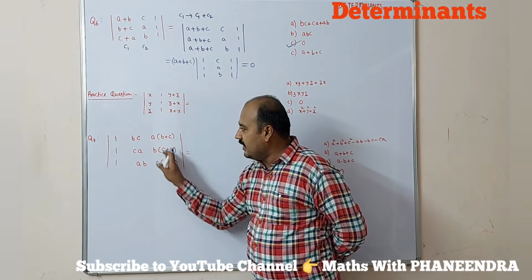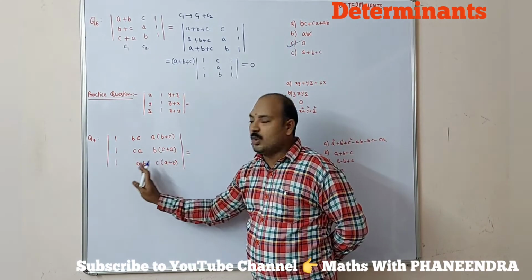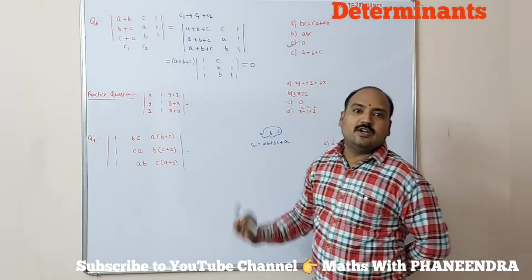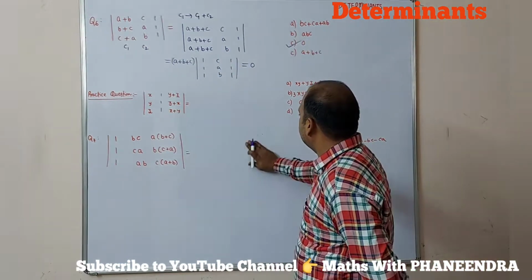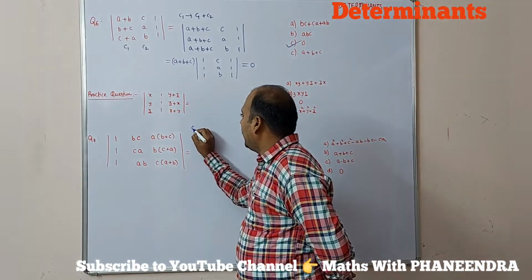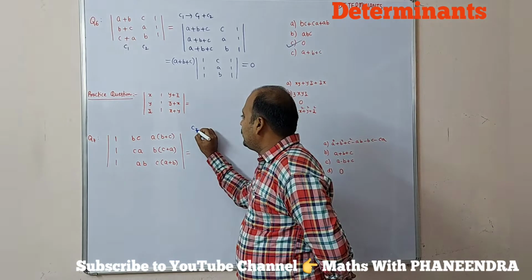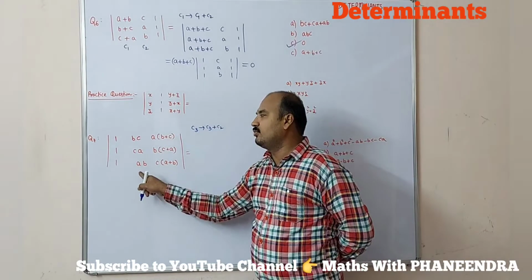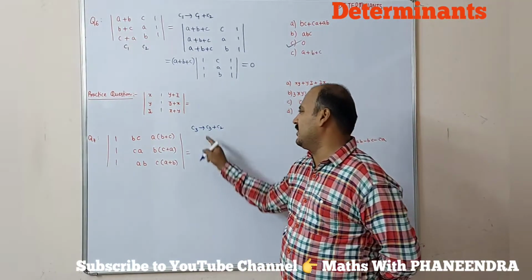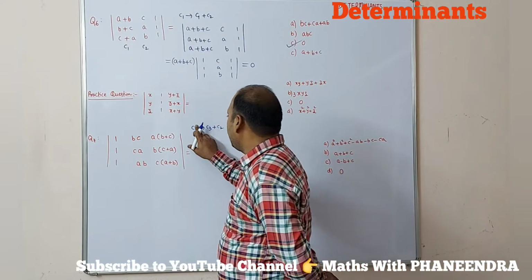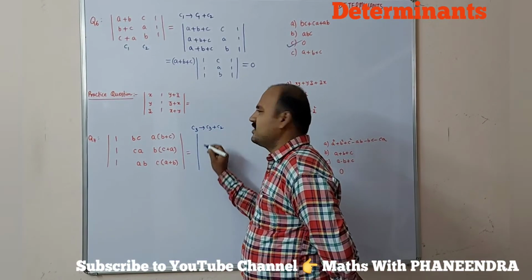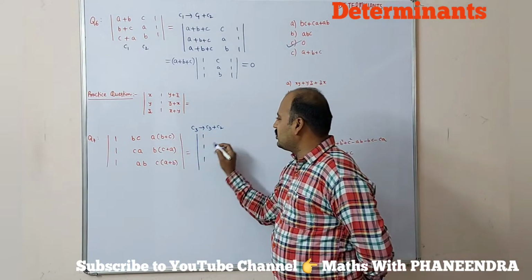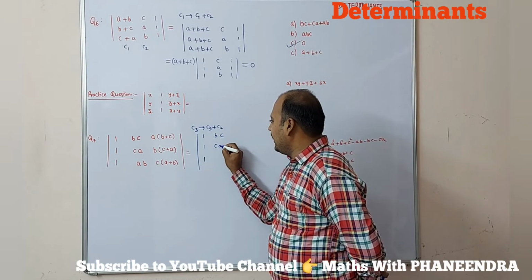That means indirectly we need to add C2 and C3, so some value will become common in this determinant. So what I am going to do is apply C3 tends to C3 plus C2. We can do either C3 or C2, but it is better with C3. C1 we are not disturbing, so 1, 1, 1. Even C2 we are not disturbing: BC, CA and AB.